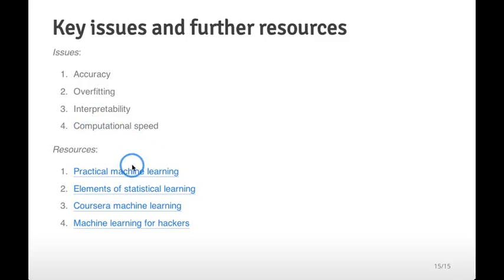Here are a couple of different resources for more on machine learning and in particular on predictive functions. You can look at the Practical Machine Learning lectures from Hector Corrada Bravo, or you can check out The Elements of Statistical Learning, which is a free textbook from Tibshirani and Hastie. You can also check out the Coursera Machine Learning class offered by Andrew Ng, or Machine Learning for Hackers by Drew Conway and John Miles White.